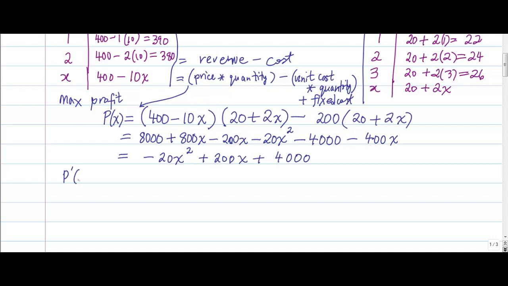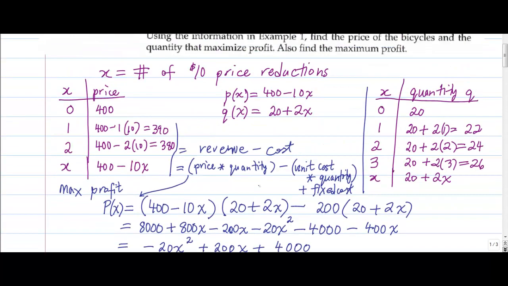Remember how we maximize? Take the derivative, set it equal to 0. So the derivative of this is going to be minus 40x plus 200, and you set that equal to 0, and then we subtract 200 from both sides, divide by negative 40, so we get x equals 5. So x equals 5, that is the number of $10 price reductions.